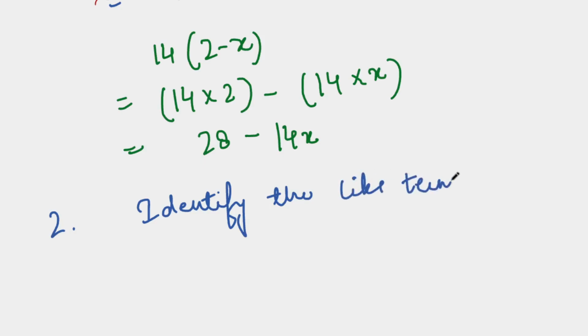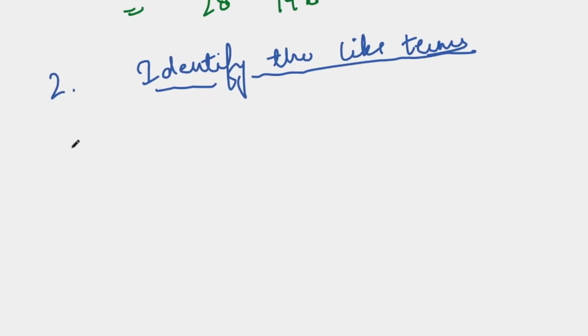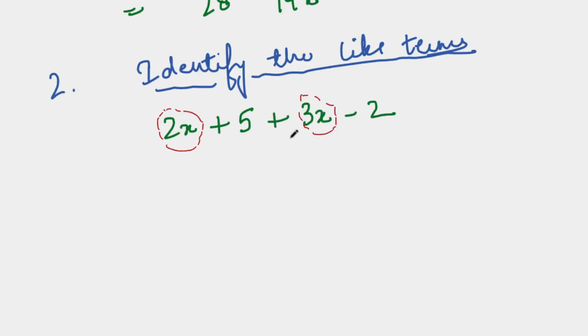Identify the like terms. All right, so let's write an expression first. Suppose we have 2x plus 5 plus 3x minus 2. All right, how many terms are there in this expression? 4. 1, 2, 3, 4. Right? Now, let's identify the like terms. Like terms have exactly the same variable. So here 2x and 3x. These are two like terms, one pair of like terms.